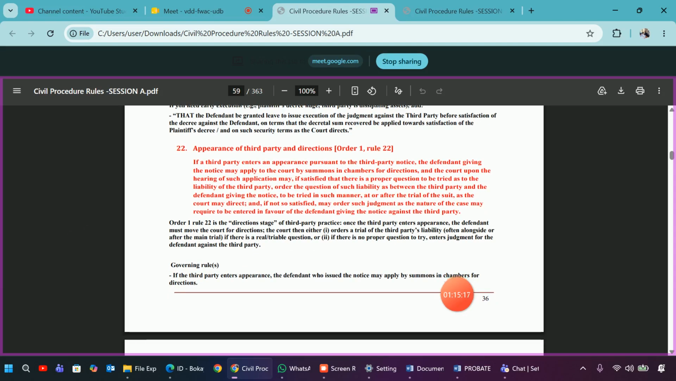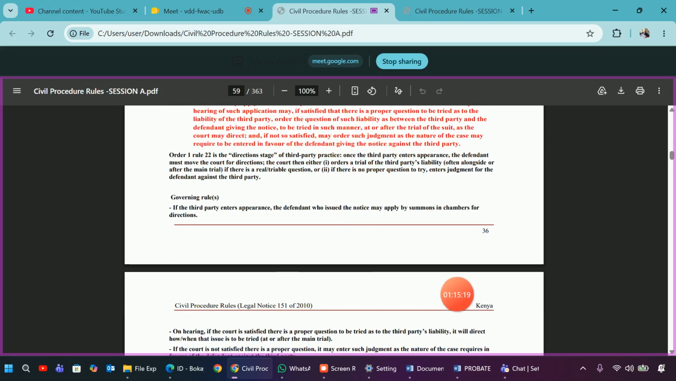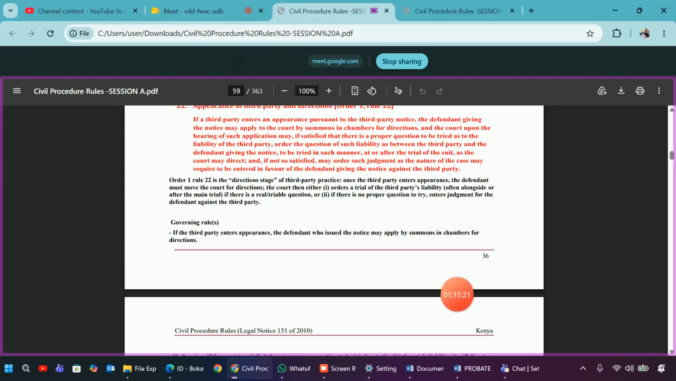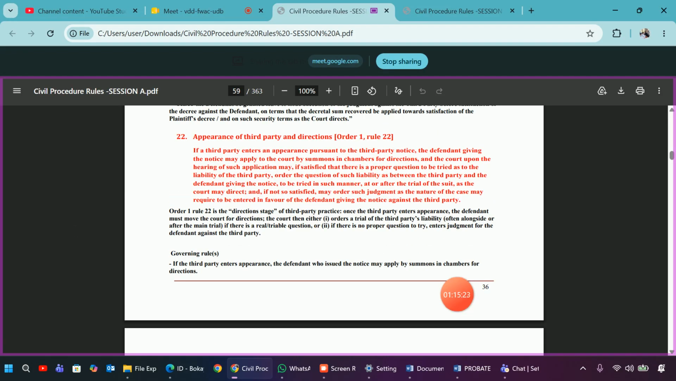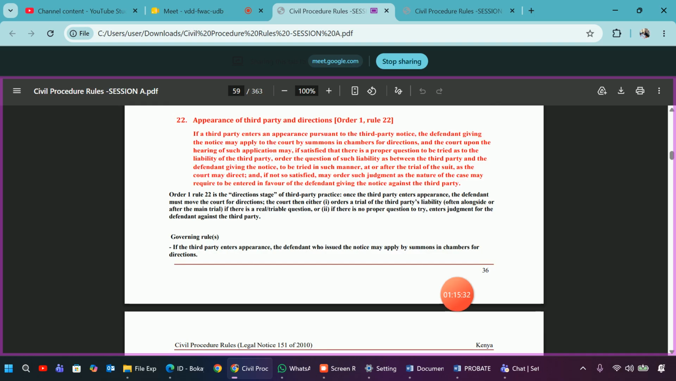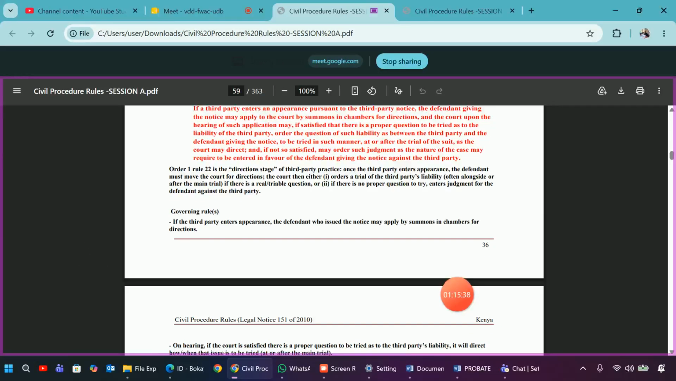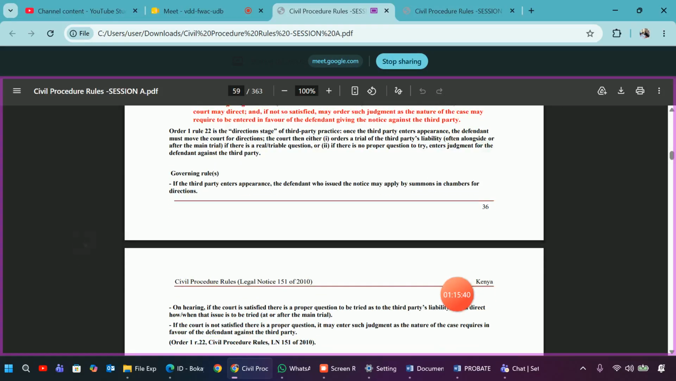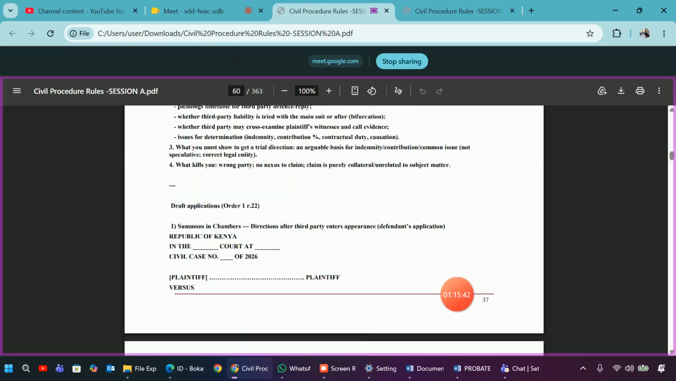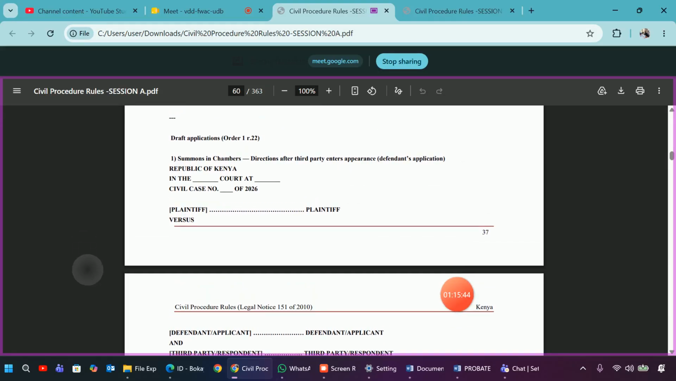So generally, appearance of third party and directions. The key takeaway is that Order 1, Rule 22 is the direction stage of third party practice. Once the third party enters appearance, the defendant must move the court for directions. The court then either orders a trial of the third party's liability, often alongside or after the main trial, if there is a real and triable question, or if there is no proper question to try, enters judgment for the defendant against the third party. What is the document that will be drafted?